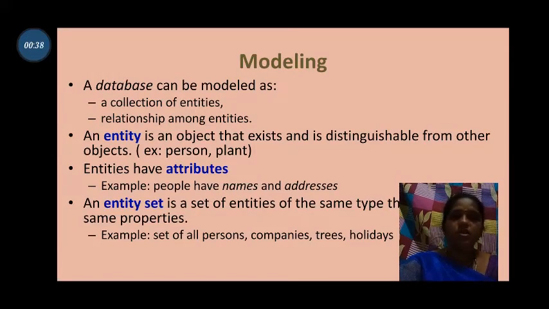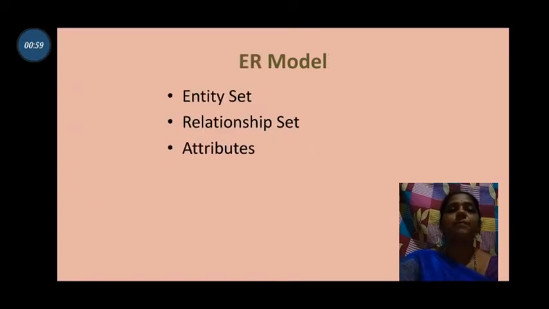And the next one is, what is meant by attribute? An attribute specifies the characteristics of an entity. Example, a person must have name and address, etc. And what is meant by entity set? It is a set of entities of the same type that share the same properties. For example, set of all persons, set of companies, set of trees, etc.